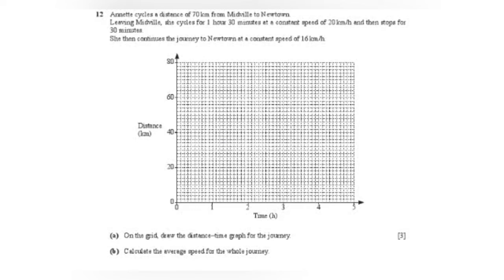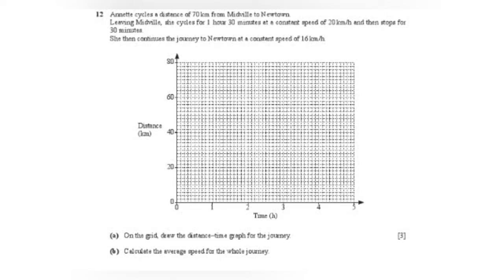Question number 12. Annette cycles a distance of 70 km from Midwell to Newtown. Leaving Midwell, she cycles for 1 hour 30 minutes at a constant speed of 20 km per hour and then stops for 30 minutes. She then continues the journey to Newtown at a constant speed of 16 km per hour. There are two parts to this question. We are supposed to draw the distance time graph for the journey and also to calculate the average speed for the whole journey. So let us do the first part.